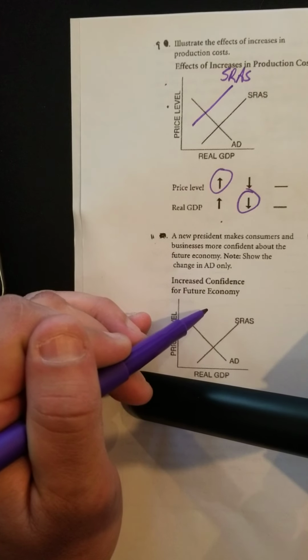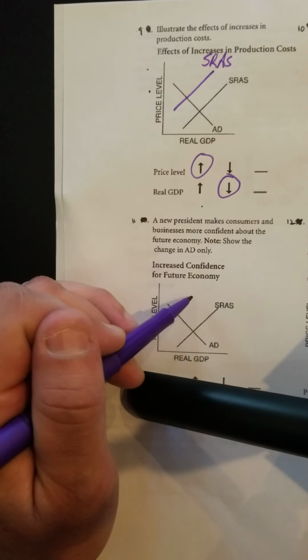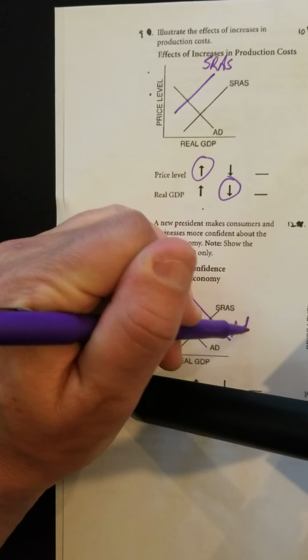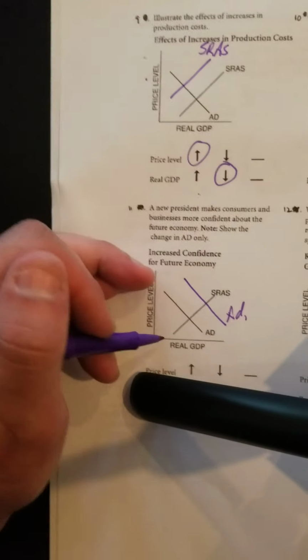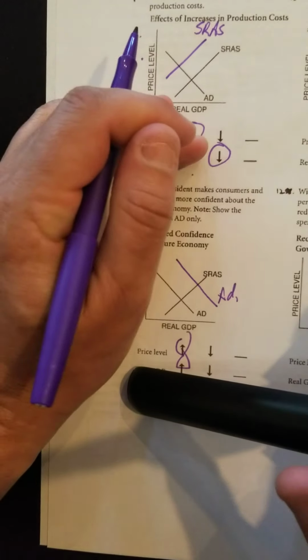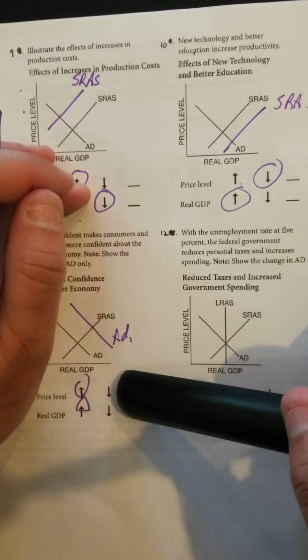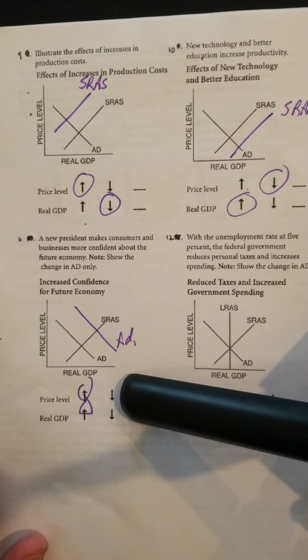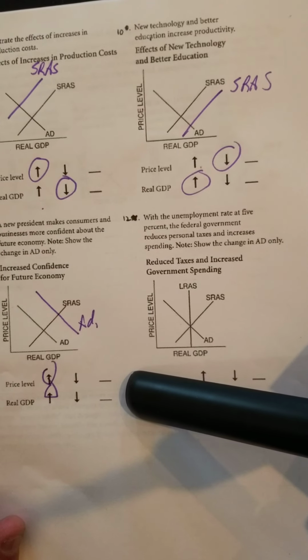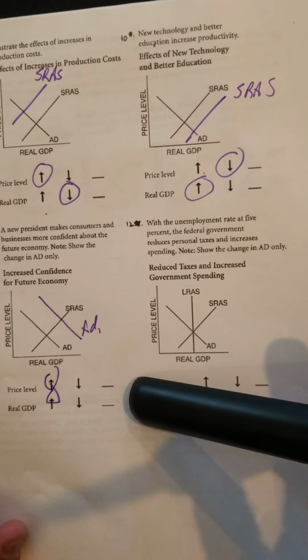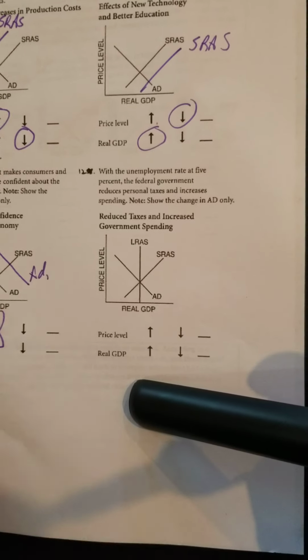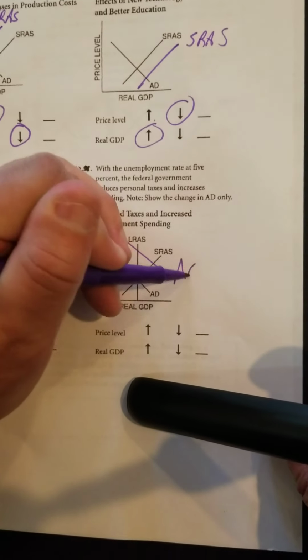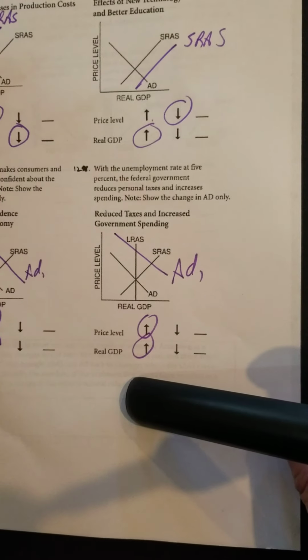If everybody is more confident, consumers and businesses, then both consumption and investment spending are going to go up. And for that reason, aggregate demand goes up, of course, increasing both prices and GDP. All right, next one. Reduces personal taxes and increases spending. Obviously, that is going to take us out of equilibrium.